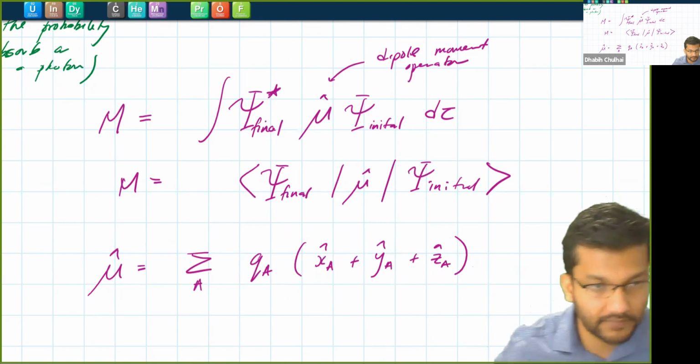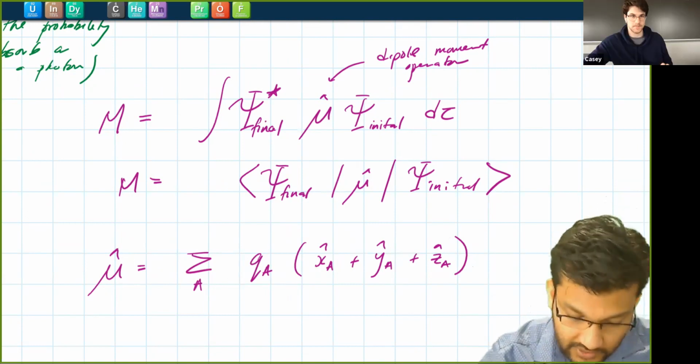That's your dipole. Could you scroll up a little bit? Sure. Thank you.